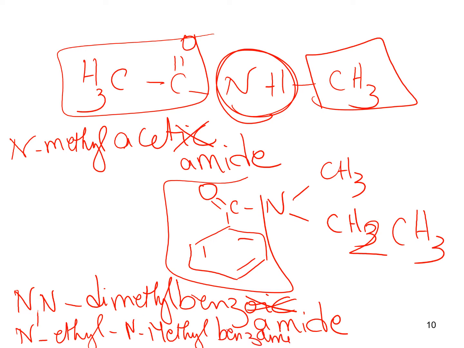As I mentioned, if you use any numbers for these compounds, for the amides, you are actually substituting the acid part, not the amine part. The amine part takes an N. Your substituents are lying on a nitrogen, so they are N substituents. They are not on the acid.